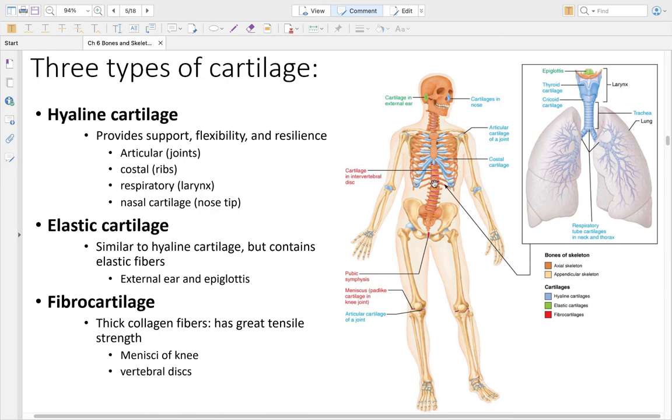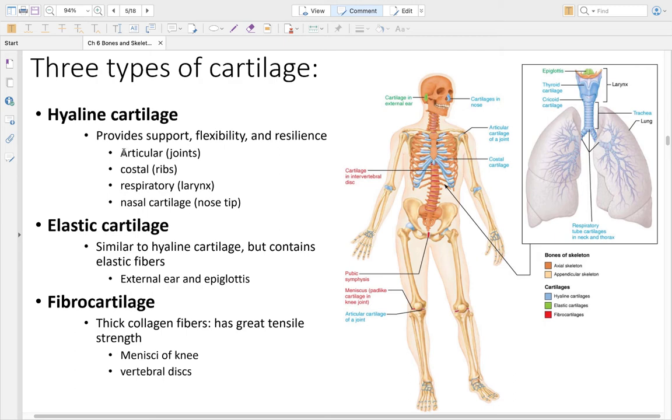Okay, so we'll zoom in and take a closer look. Let's start with hyaline cartilage. Hyaline cartilage is one of the most abundant cartilage types found in the human body. It has a big role in resilience, shock absorption, flexibility, our flexibility in particular, and supporting the skeletal system. It's also found in our joints.